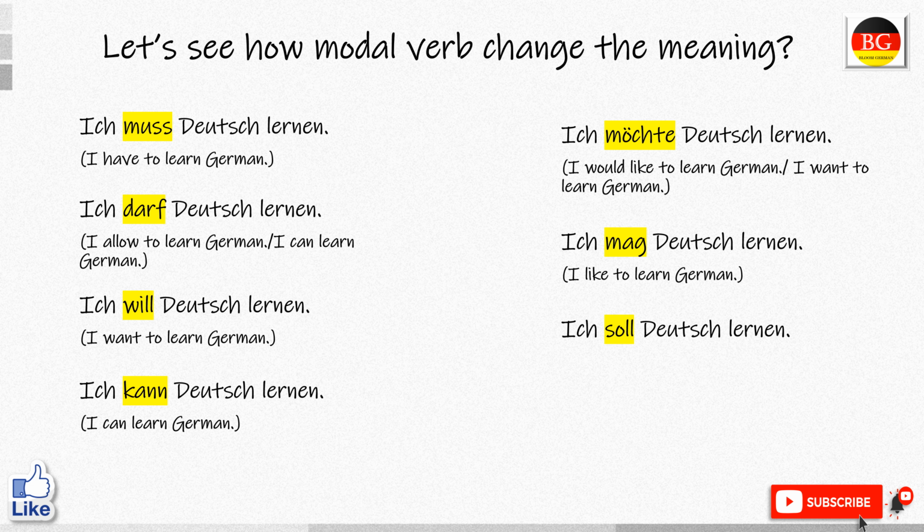Ich soll Deutsch lernen. I should learn the German. Here we have used the modal verb sollen, which is conjugated according to the subject ich, that is soll.